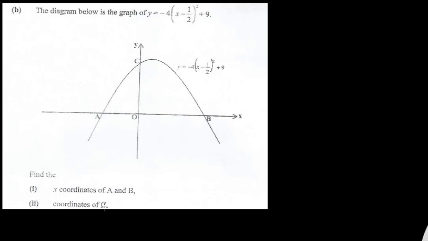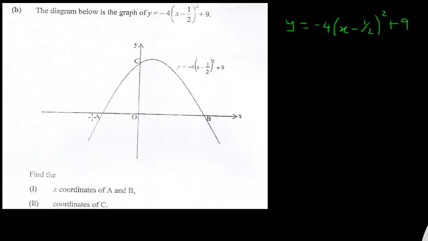How do we tackle this question as grade 12s and as people who are preparing to write our grade 12 final examination? So let's write down the equation first. We have y equals minus 4, open brackets, x minus 1 over 2, squared plus 9. The first part asks us to find the x coordinates of A and B. But what do we notice about points A and B?